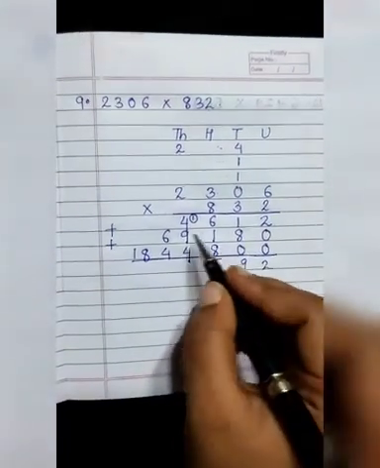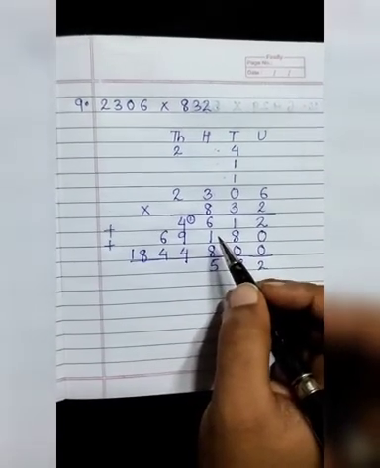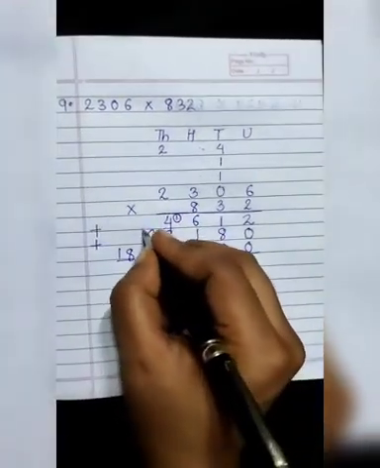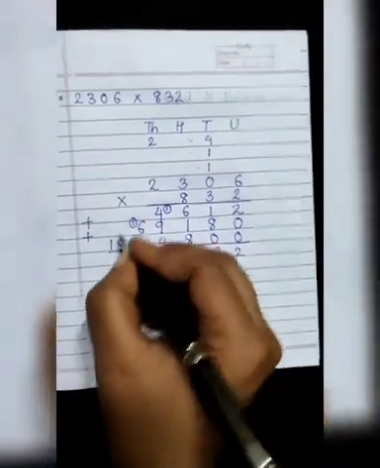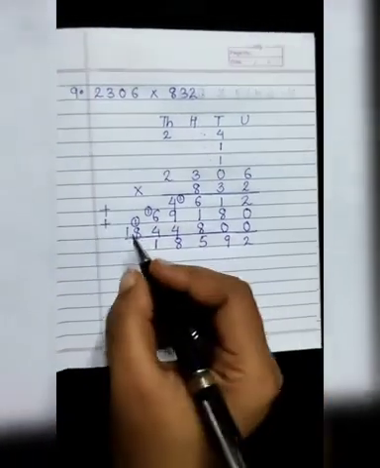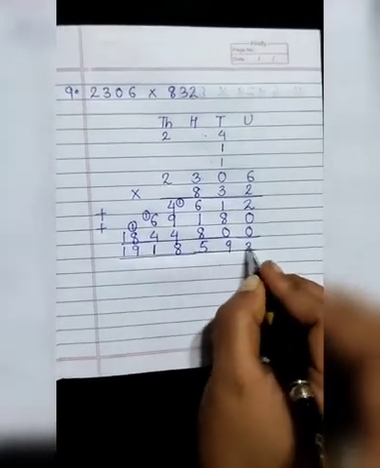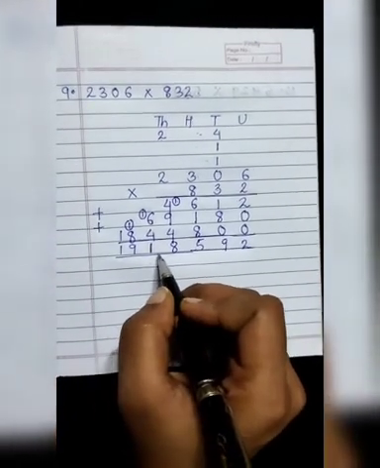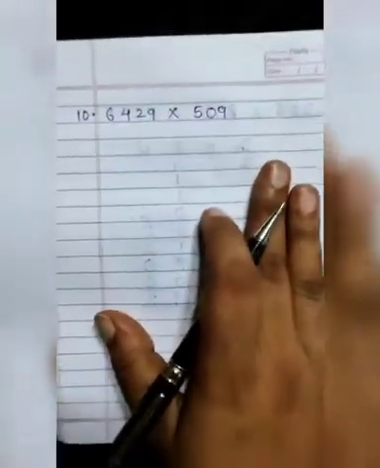1 plus 4, 5. 5 plus 9 will be how much? 14. 14 plus 4 will be 18. 8 here. 1 carry. 1 plus 6, 7. 7 plus 4, 11. 1 we will write here and 1 we will carry. 1 plus 8, 9 and plus 1. So the answer is 19,18,592.